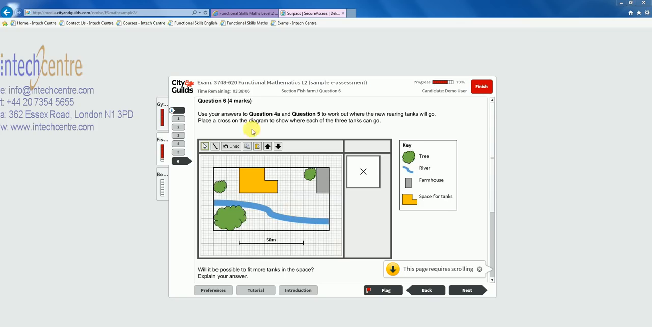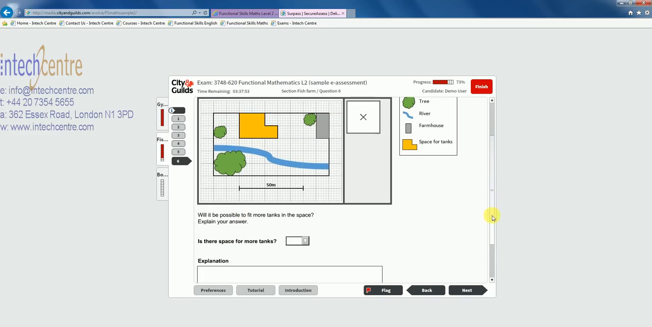So question 6 is worth 4 marks. Use your answers to question 4A and question 5 to work out where the new rearing tanks will go. Place a cross in your diagram to show where each of the tanks can go. It's asking, will it be possible to fit more tanks in the space? Explain your answer. Is there space for more tanks?